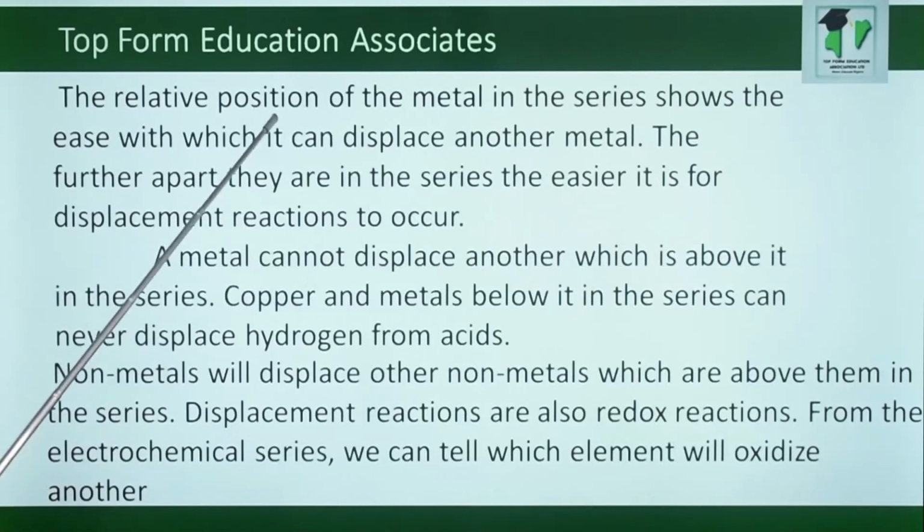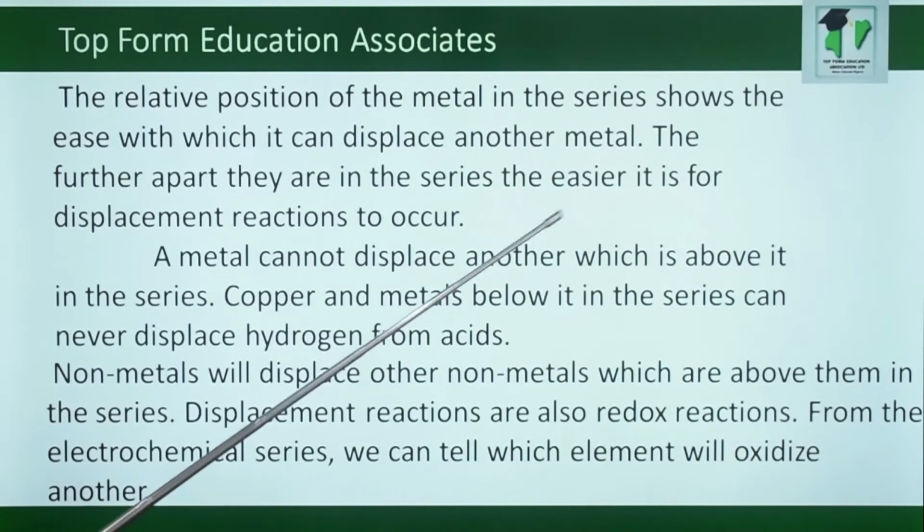The relative position of the metal in the series shows the ease with which it can displace another metal. The further apart they are in the series, the easier it is for the displacement reactions to occur. A metal cannot displace another which is above it in the series. Copper and metals below it in the series can never displace hydrogen from acids. Non-metals will displace other non-metals which are above them in the series. Displacement reactions are also redox reactions.